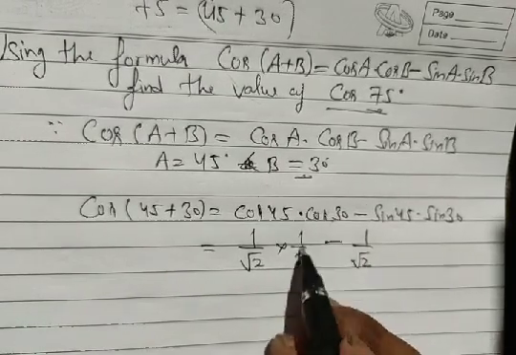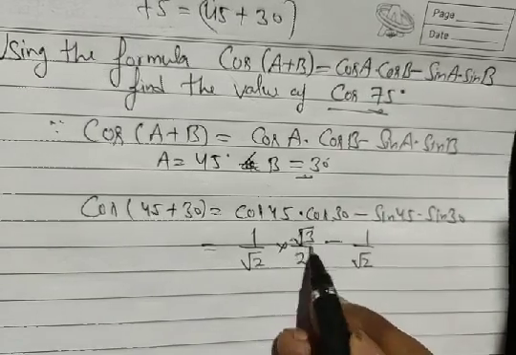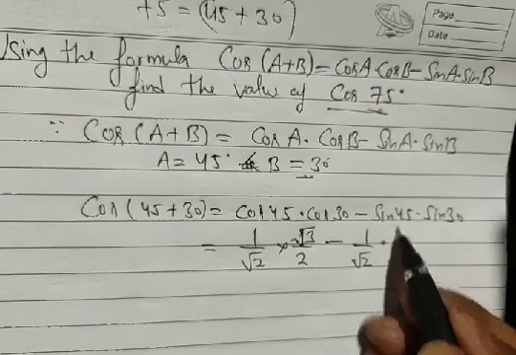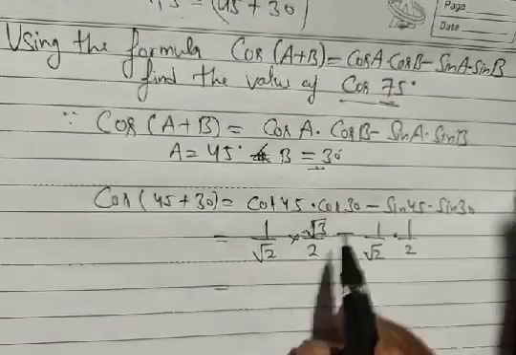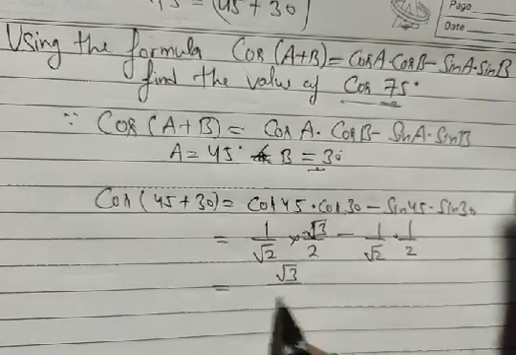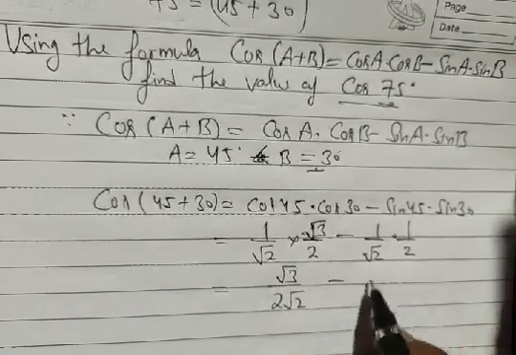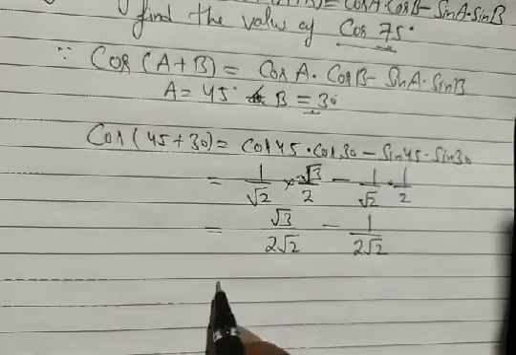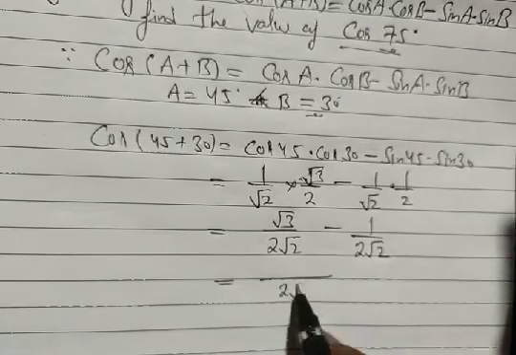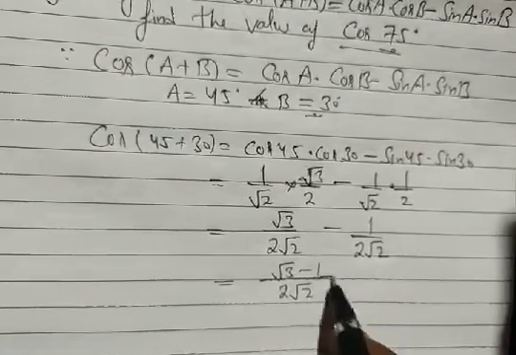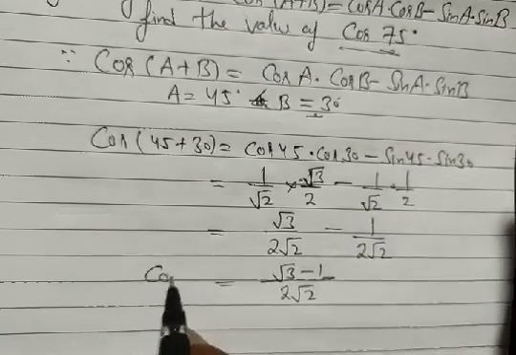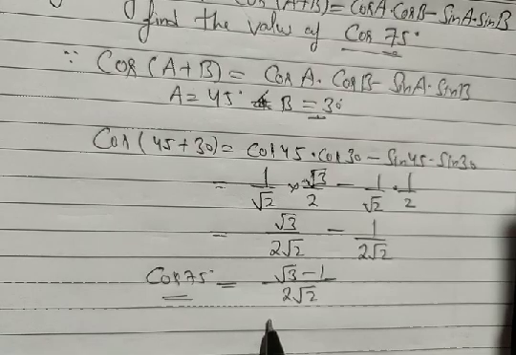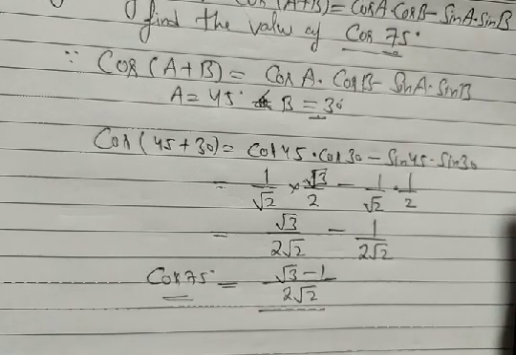Look, the value of cos 30 is what? It's root 3 by 2. My apologies. Sin 45 is 1 by root 2 and the value of sin 30 is 1 by 2. Now what do we have? We have root 3 into 1, it's root 3, over 2 root 2. Here we have 1 over 2 root 2. Now what is the value here? LCM is 2 root 2, and root 3 minus 1. Then the value of cos 75 degree is root 3 minus 1 over 2 root 2.